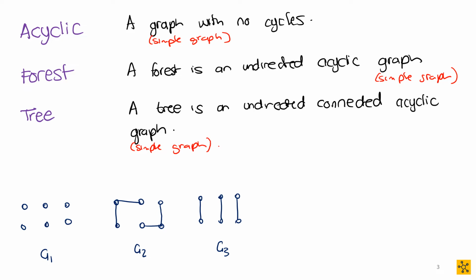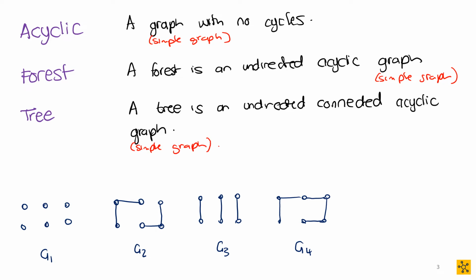Another example of an acyclic graph is 1, 2, 3, 1, 2, 3. Let's do that, that is also an acyclic graph. So now we've narrowed this down. We say, okay, those are all acyclic graphs. They don't have any cycles in them. And then we have a forest, which is an undirected acyclic graph.